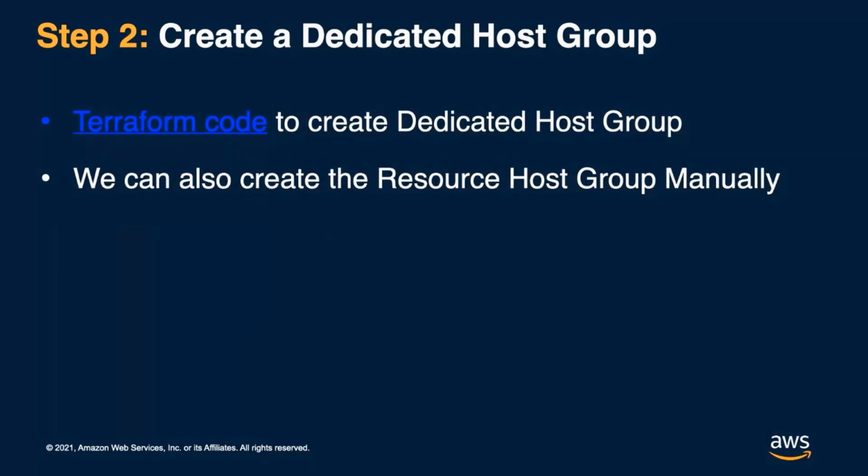Next, let's create a dedicated host group. The Terraform code for this is quite long, so I didn't include it in the slides, but I will show you later in the live demo. And it's worth noting that you can also create a host resource group manually in your AWS console pretty easily. Now we have a license configuration, we can continue to set up a dedicated host group that can launch new dedicated hosts if the autoscaling group needs it.